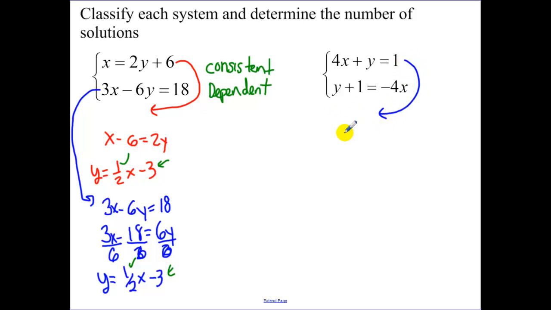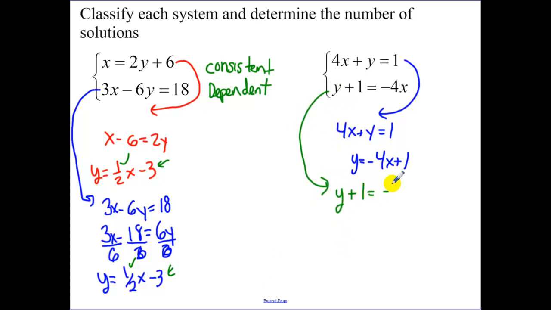This top equation, solving for y, I'm going to subtract the 4x over. The bottom equation, I'm going to subtract the 1 over. Now notice they have different y-intercepts, but the same slope. So therefore, these are going to have no solution, or inconsistent.